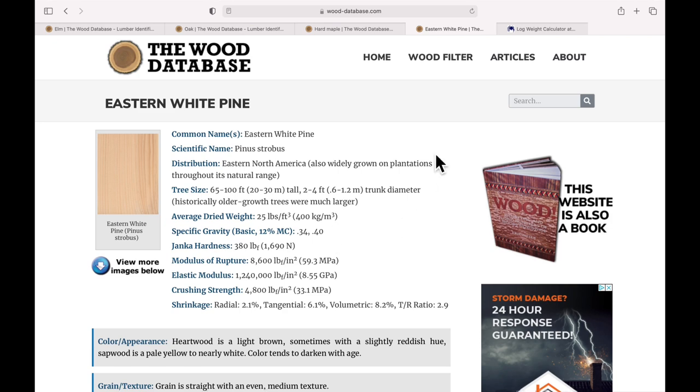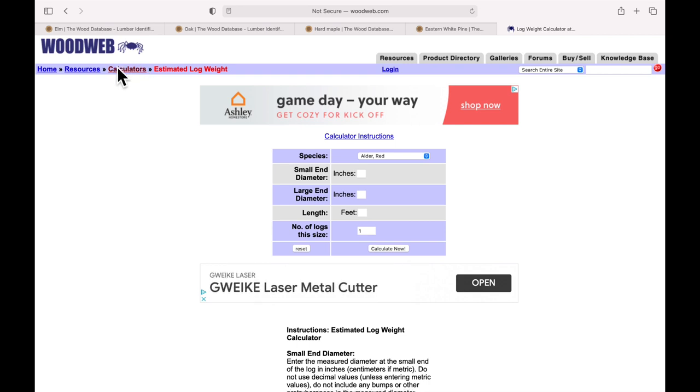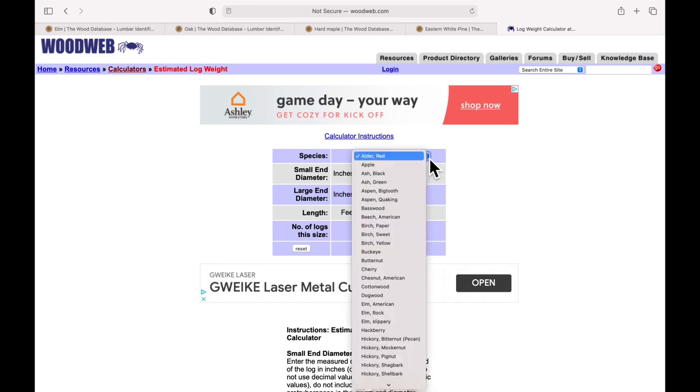The second website I use a lot is part of WoodWeb, and WoodWeb has a lot of different calculators on here. I use this one that is just for calculating log weight, and this is helpful if you're doing any remote milling. Let's just get into this.